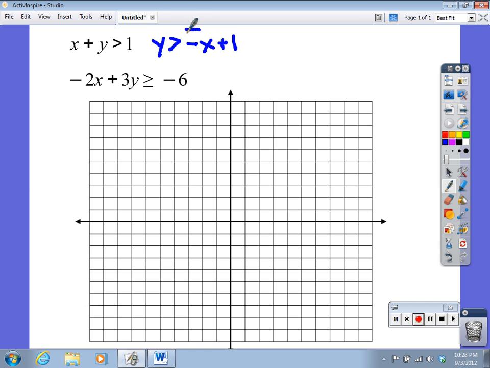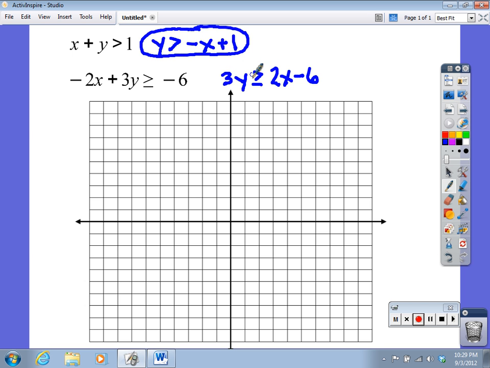Now that is one of our inequalities. That was easy. The next one will be several steps. First we want to add 2x to both sides, so we end up with 3y is greater than or equal to positive 2x minus 6. The next step is to divide both sides by 3.